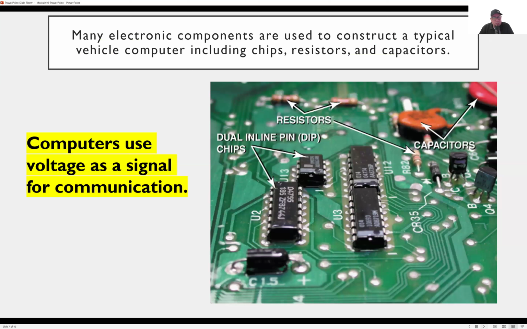Computers use voltage as a signal for communication. We already talked about this. Again, that is binary, and that is zeros and ones, or voltage and no voltage. That's what we're looking at. Okay, voltage and no voltage.